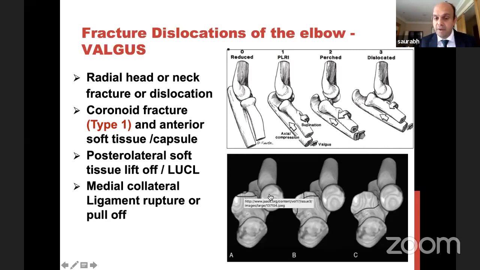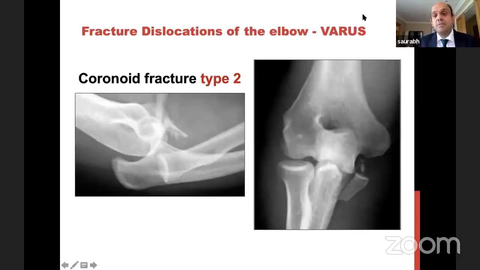The radial head will fracture, or should in most of the cases. And this coronoid will have capsule with it. And then finally, your posterolateral soft tissues will lift up, like your Bankart lesion in a shoulder, so LUCL injury, and medial collateral ligament injury. Then if you have a varus force to the elbow, you will have a type 2 type of coronoid. So you can see here, why do we say varus force? You can see the elbow is opening on the lateral side. So it's a varus force.